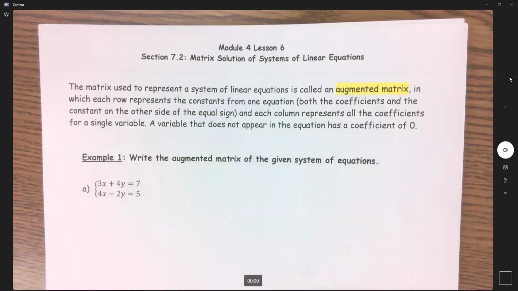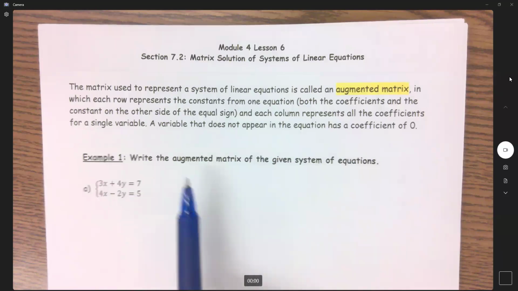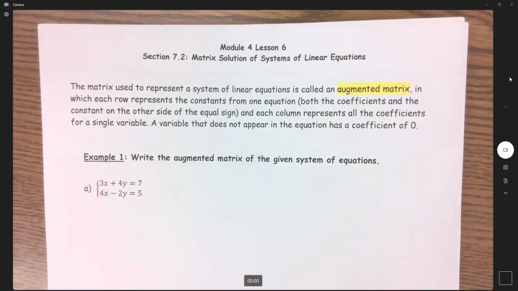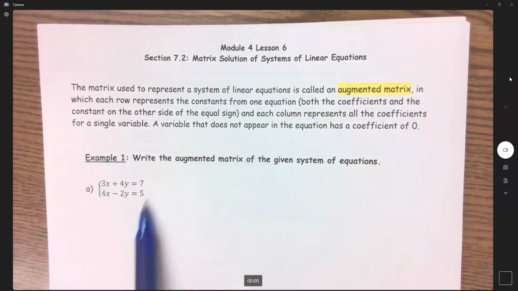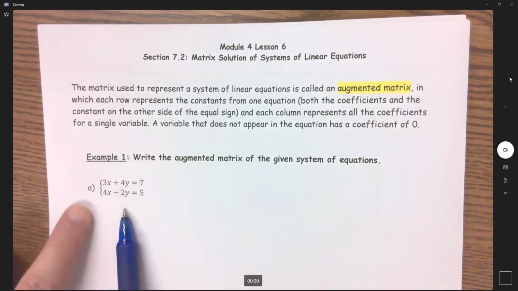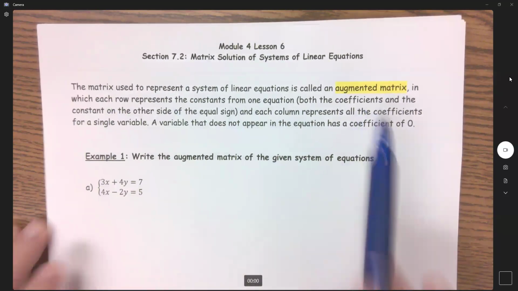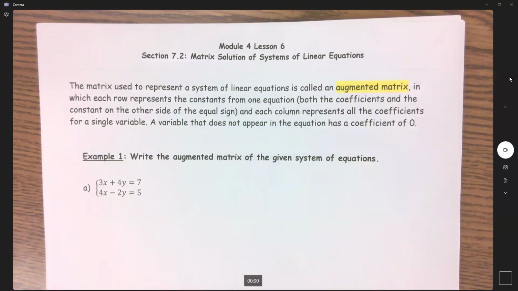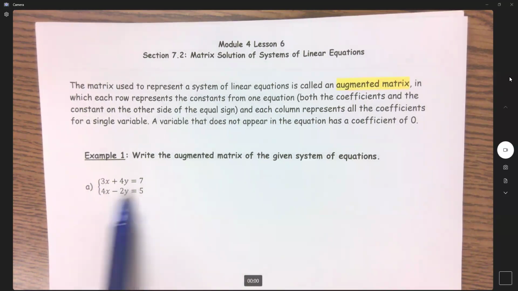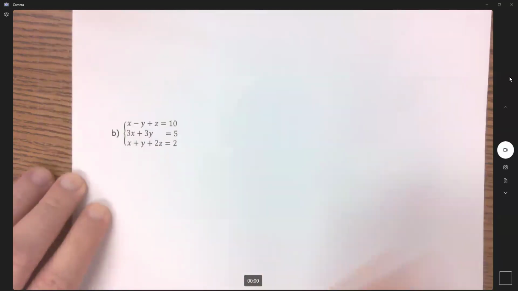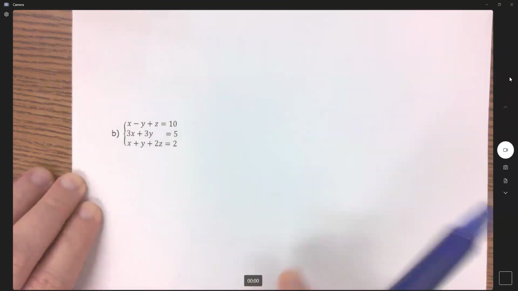The first thing that we need to be able to do is write our system of equations in the form of an augmented matrix. So I'm going to just show you how to write this one in an augmented matrix, and then I'm going to read this definition, and hopefully it will make a little bit more sense after we see it. So we can solve systems of equations in 2 variables with 2 equations, or with 3 variables and 3 equations.